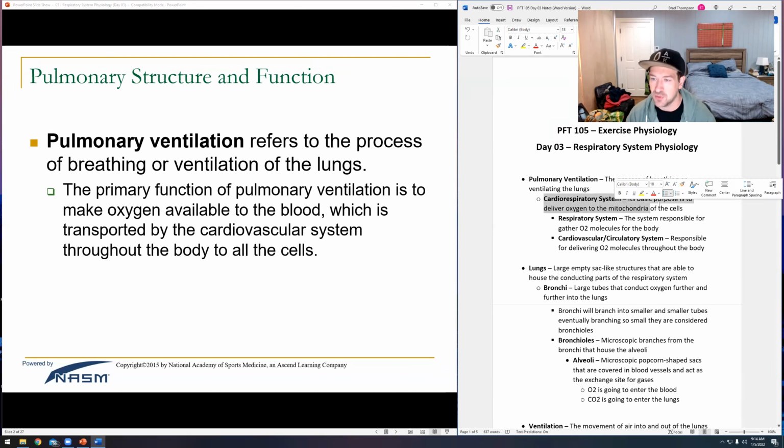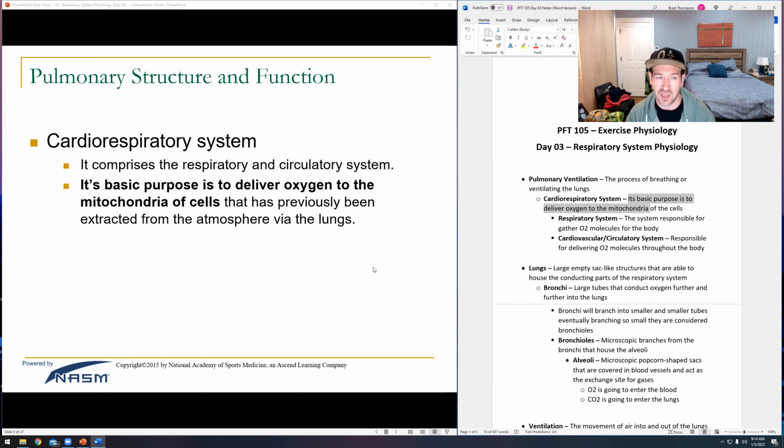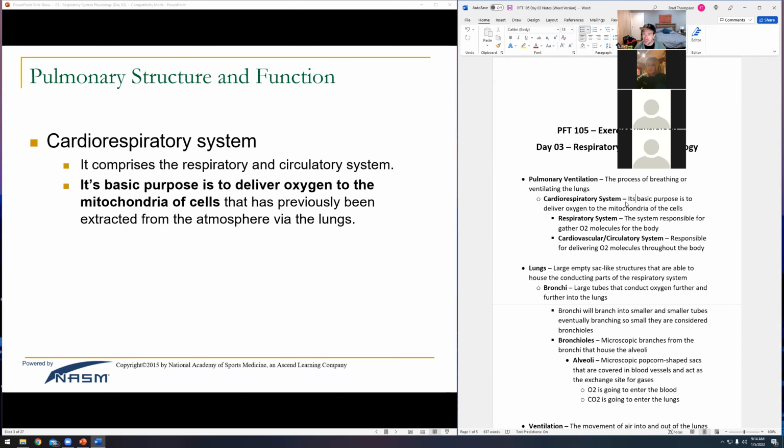Your cardiorespiratory system's basic purpose is to deliver oxygen to the mitochondria of our cells. The idea is that we are extracting oxygen from the environment so that we can get it to our right pinky toe. All the cells really far away, we have to be able to get oxygen into every one of our cells so that our cells can survive. Your brain needs so much oxygen in order to create all the energy necessary to have thoughts and actions. Your muscles, holy cow, they need a ton of oxygen.